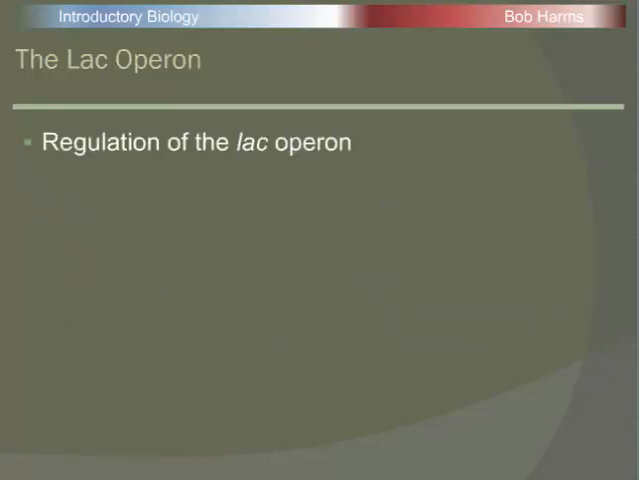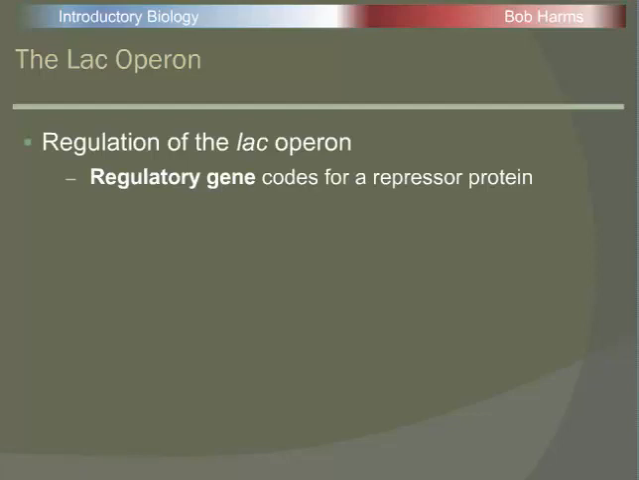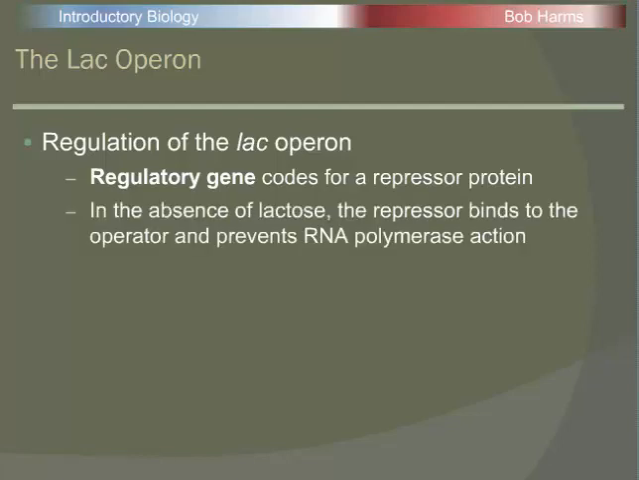If we take a look at the lac operon in more detail, we know that there's a gene that codes for this repressor protein. It's just called a regulatory gene, and certainly cells have many different regulatory genes that code for different repressors. Again, when there is no lactose around, that regulatory gene is going to produce that repressor protein. It's going to bind to the DNA and prevent our transcription. Basically, remember, transcription is our first step, our DNA to messenger RNA stage.